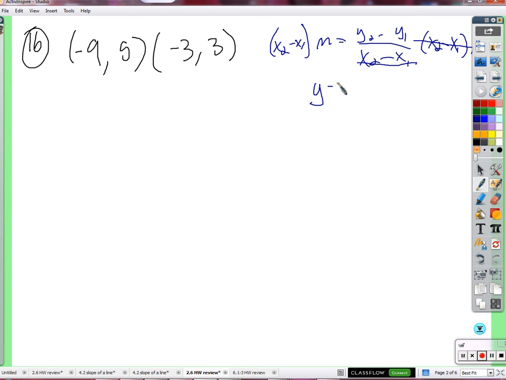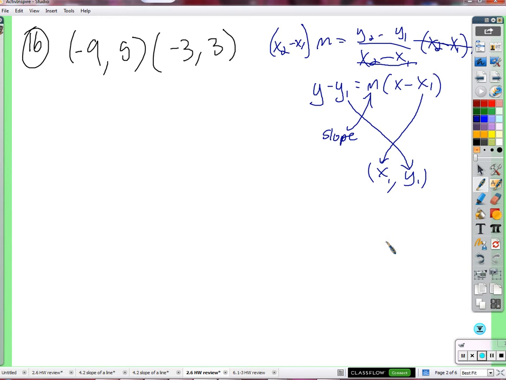And we wound up, with a little bit of finagling, coming up with this equation, y minus y1 equals m times x minus x1, where this guy here is the slope, and this y, this x, make up the x and y of some point. So if I have a slope and a point, use the point slope form.